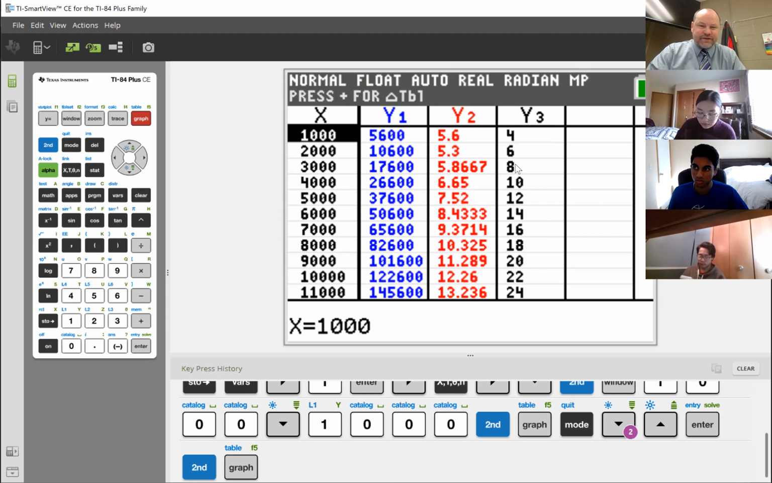I'll give you a chance to jot that down, and then hopefully I'll remember it and I'll jot it down on the notes as well. Actually, I think I can do that while I'm sharing this screen with you.